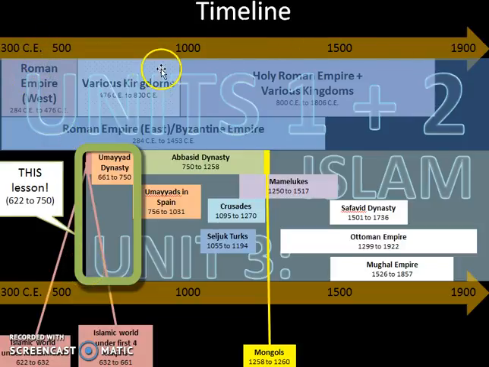Even though I've also included information about units 1 and 2, just to show you how it fits in within unit 3. And you'll see that most of its overlap, the Muslim overlap, is going to be with the Byzantine Empire, as well as these various kingdoms under the Roman Holy Empire. So in this lesson, we'll be looking at 622 to 750. Basically, when Islam was created under Muhammad, how the Islamic civilization expanded under him and under the 4 caliphs, or rulers, that followed Muhammad, and to the Umayyad dynasty.